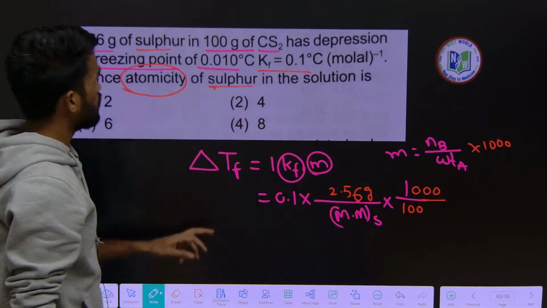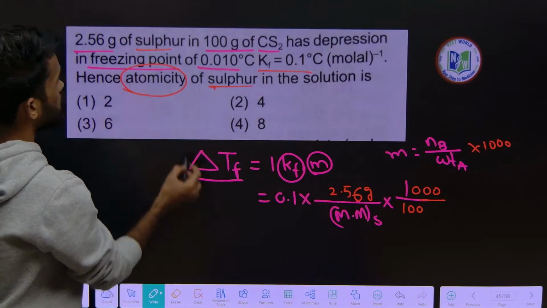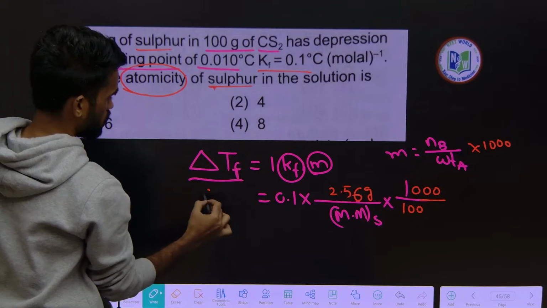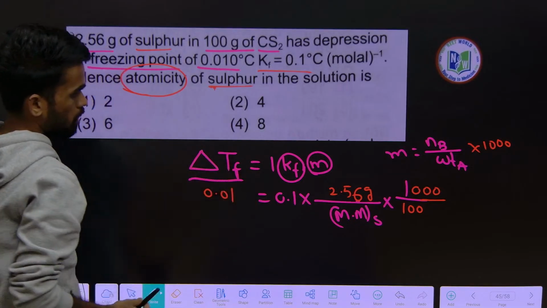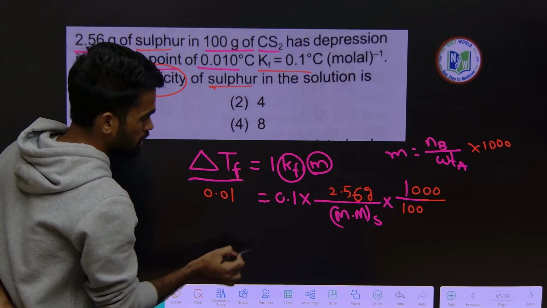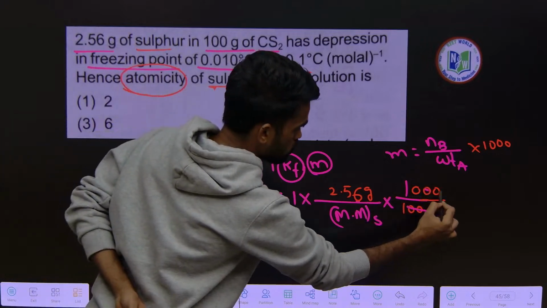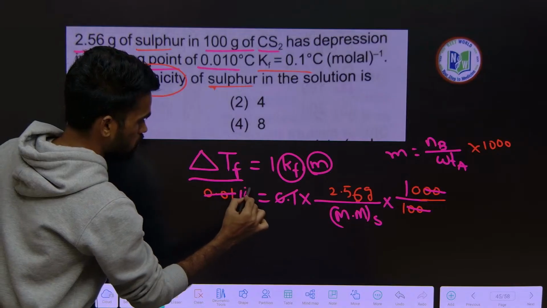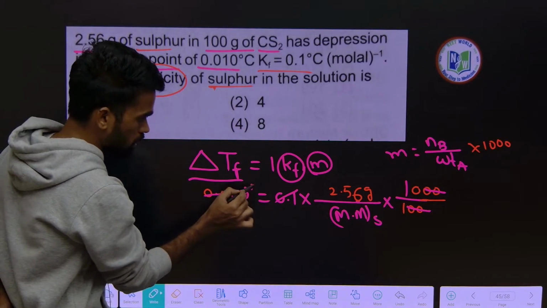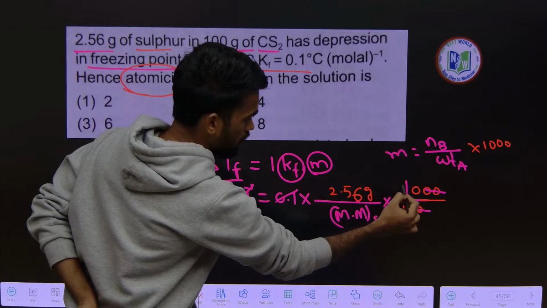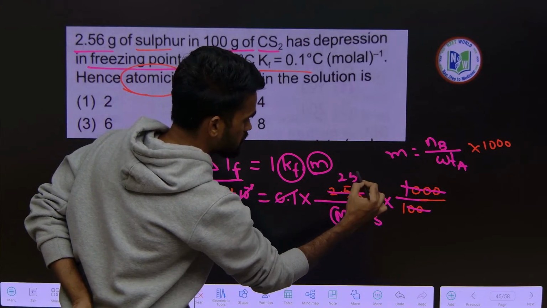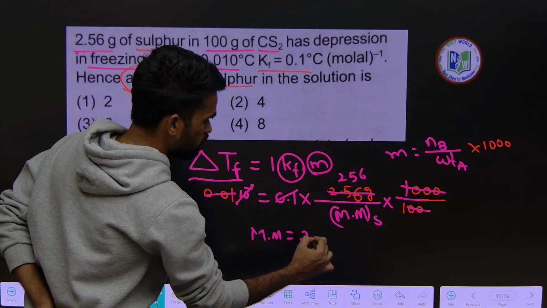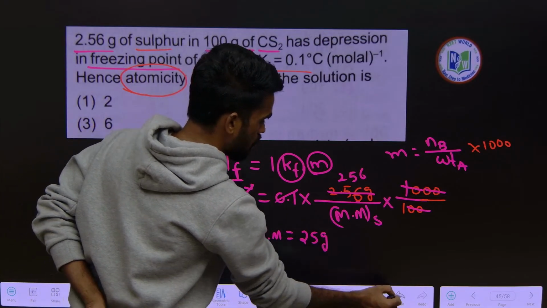And what about delta Tf? It has a depression in freezing point of 0.01. So this is 0.01. Simply, the zeros cancel, and here we have 10 to the power minus 1. So I can ignore this and simply write this as 256. So the molar mass we got is 256 grams per mole.